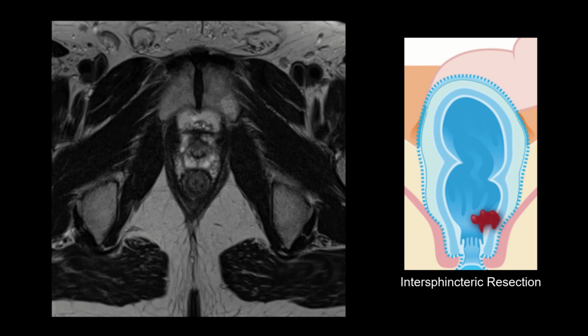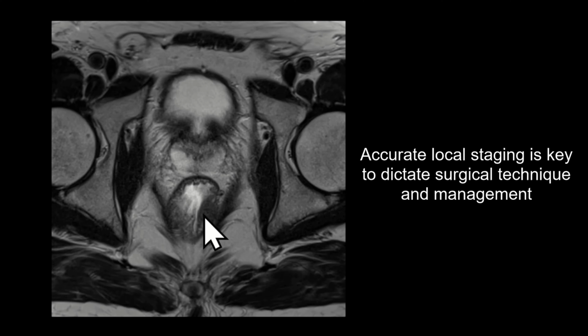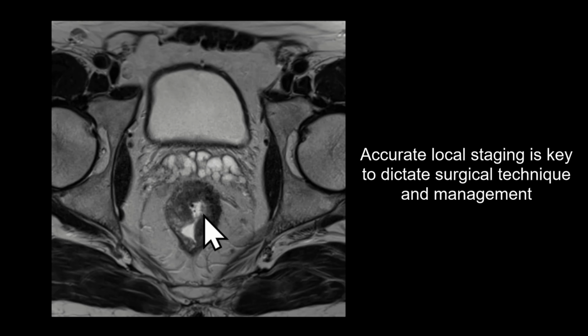A relatively newer technique that's gaining popularity is the intersphincteric resection. So if the anal canal is involved, but only the internal sphincter with no extension into the intersphincteric space or external sphincter, we'll cover this anatomy later, we can remove part or all of the internal sphincter to get a negative margin while preserving the external sphincter for continence. Again, if that's too much for now, way more importantly at this point, know that we can see this anatomy very well on MRI, so accurate local staging with MRI is key to dictating surgical technique and key to dictating how the patient is initially managed.